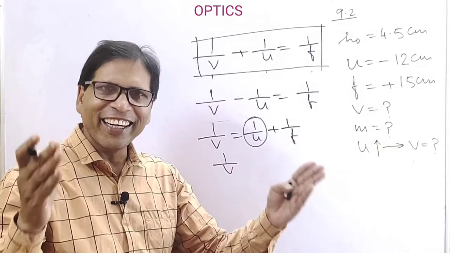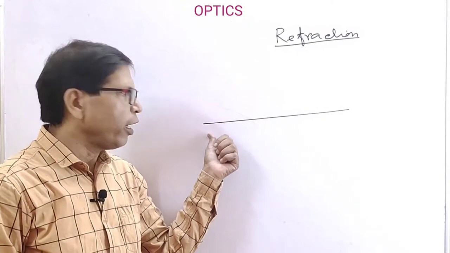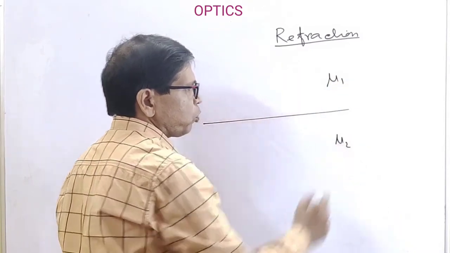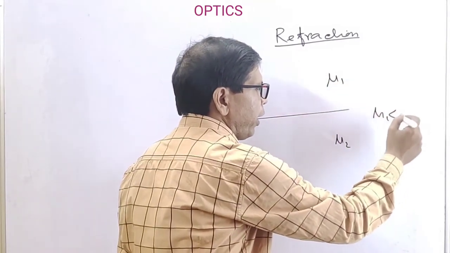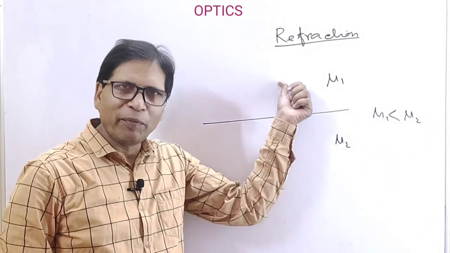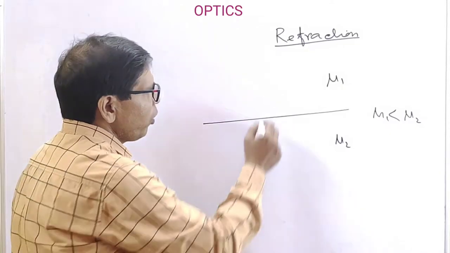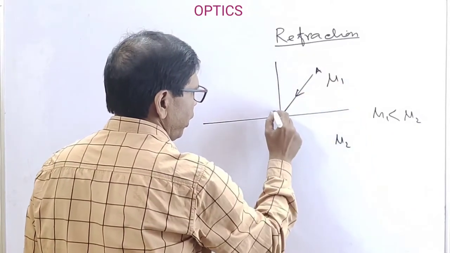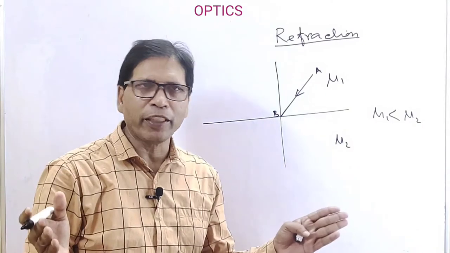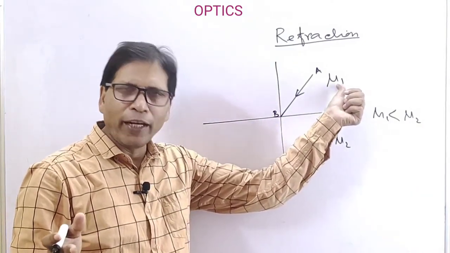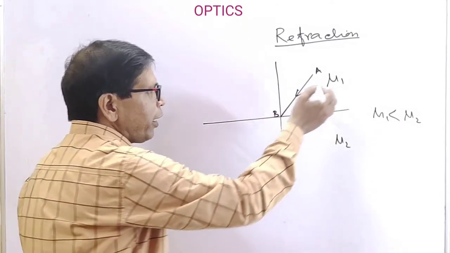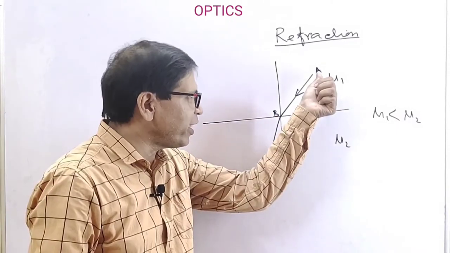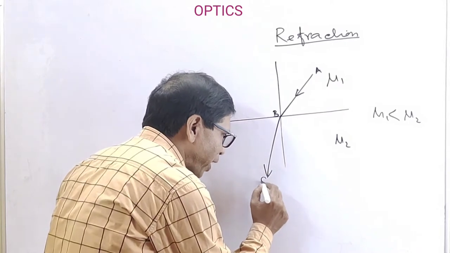Okay, understood? Next. Now look at this. This is the plane of separation between two media having refractive index mu 1 and mu 2. Here mu 1 less than mu 2, that is, this is the rarer medium and this is the denser medium. Suppose this is a normal. Suppose a ray AB is incident on the surface of separation between two media of refractive index mu 1 and mu 2. Now as the ray moves from rarer medium to denser medium, the ray bends towards the normal. So this is the incident ray and this is the refracted ray.